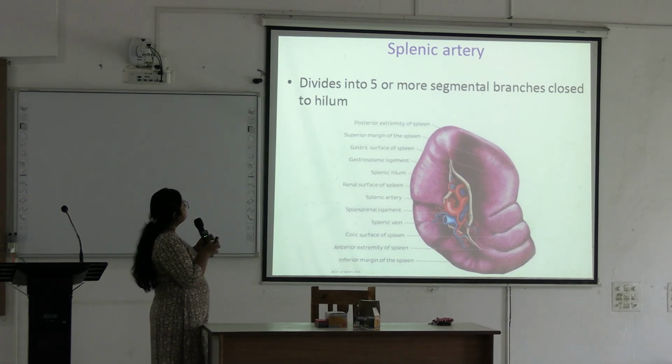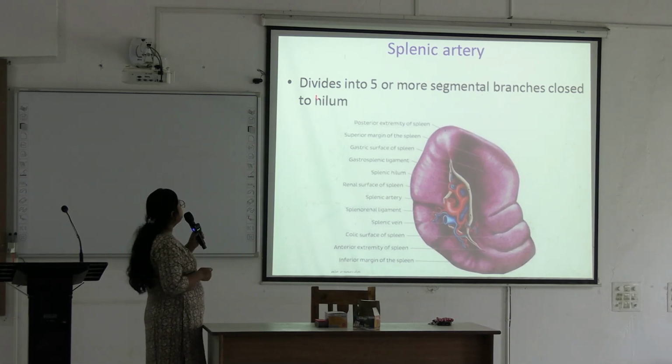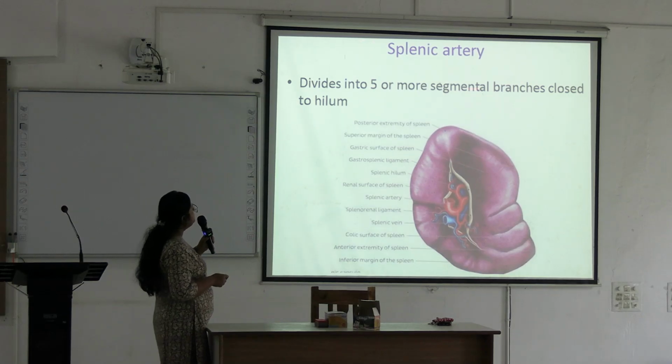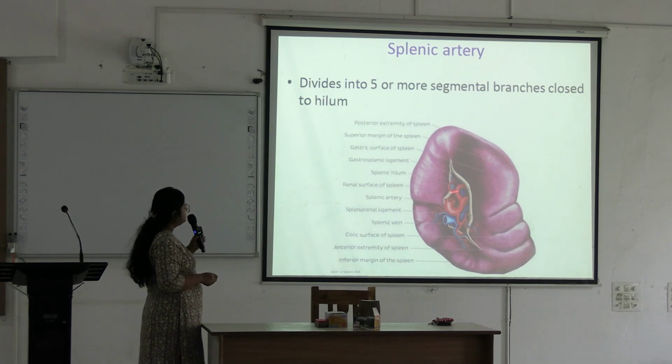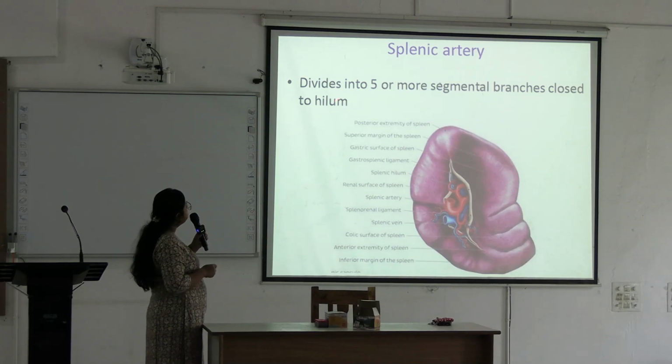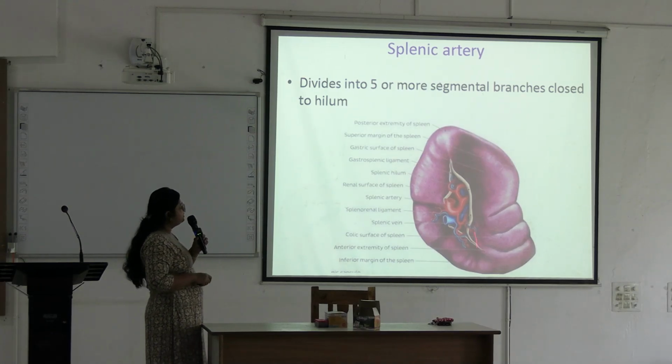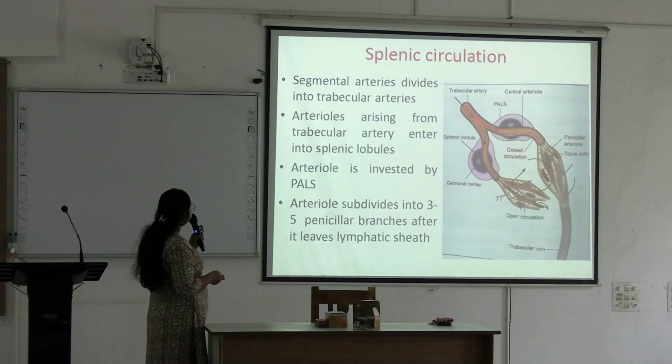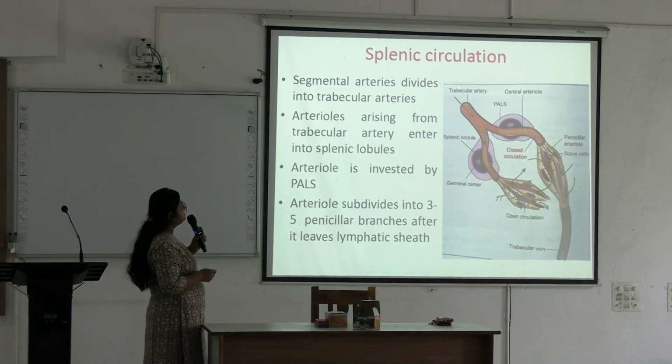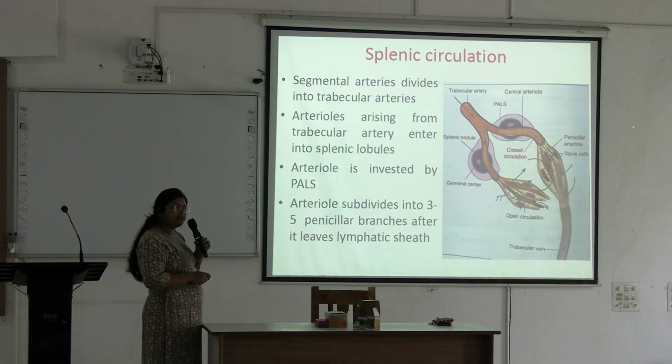Okay. So the splenic artery divides into 5 or more segmental branches close to the hilum. Here, the splenic artery is dividing into 5 or more segmental branches close to the hilum. And these segmental arteries divide into trabecular arteries. These are the trabecular arteries, okay?